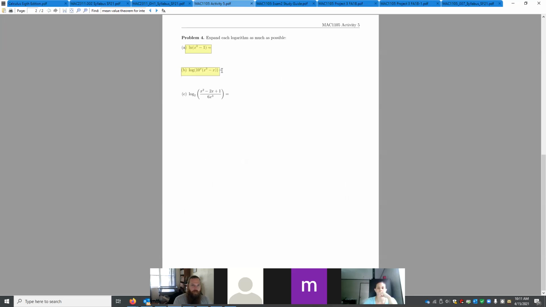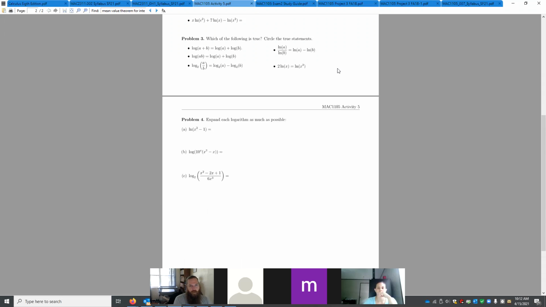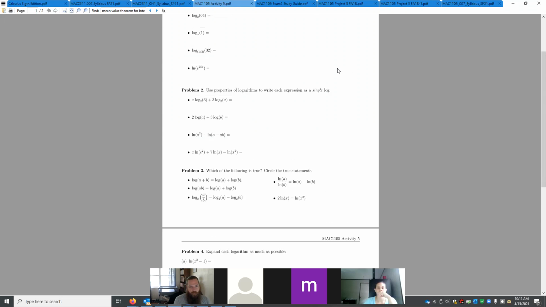But I mentioned the interplay between logarithms and polynomials. This is actually fascinating, right? If you have a log of a polynomial, you can factor the inside and then use log rules to expand. Rather than doing that here, let's write these as a single log. I'll take one or two of these. Let's look at the first one: x times the base 2 log of 3 plus 3 times the base 2 log of x.